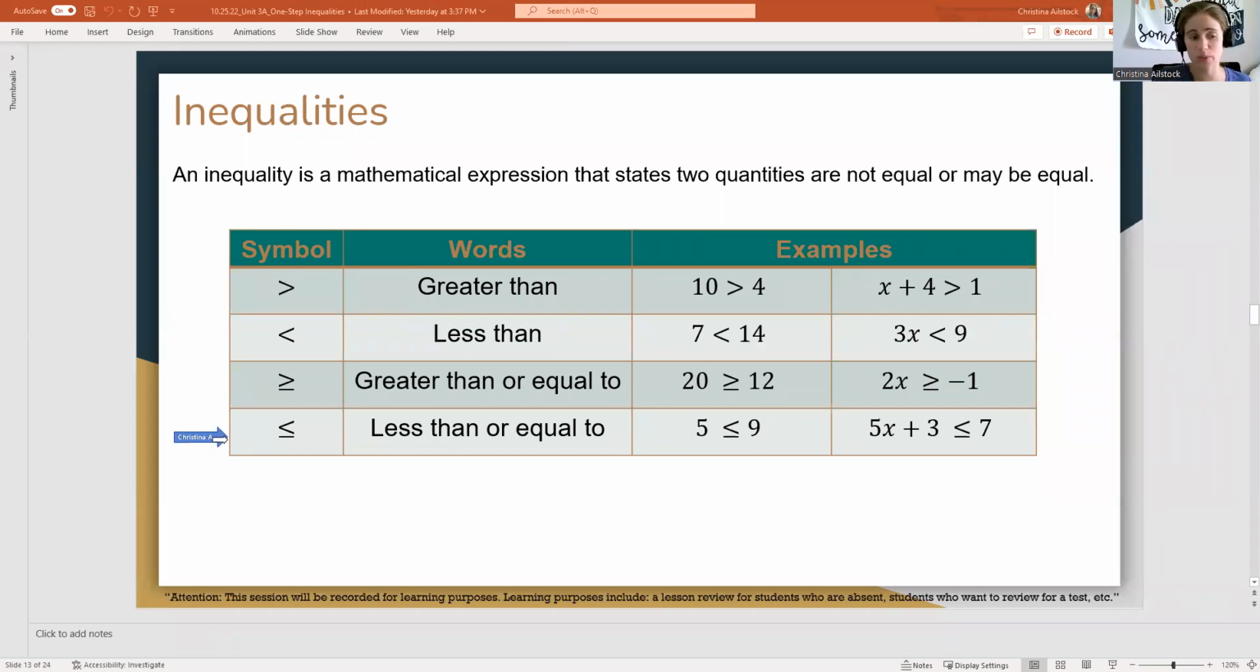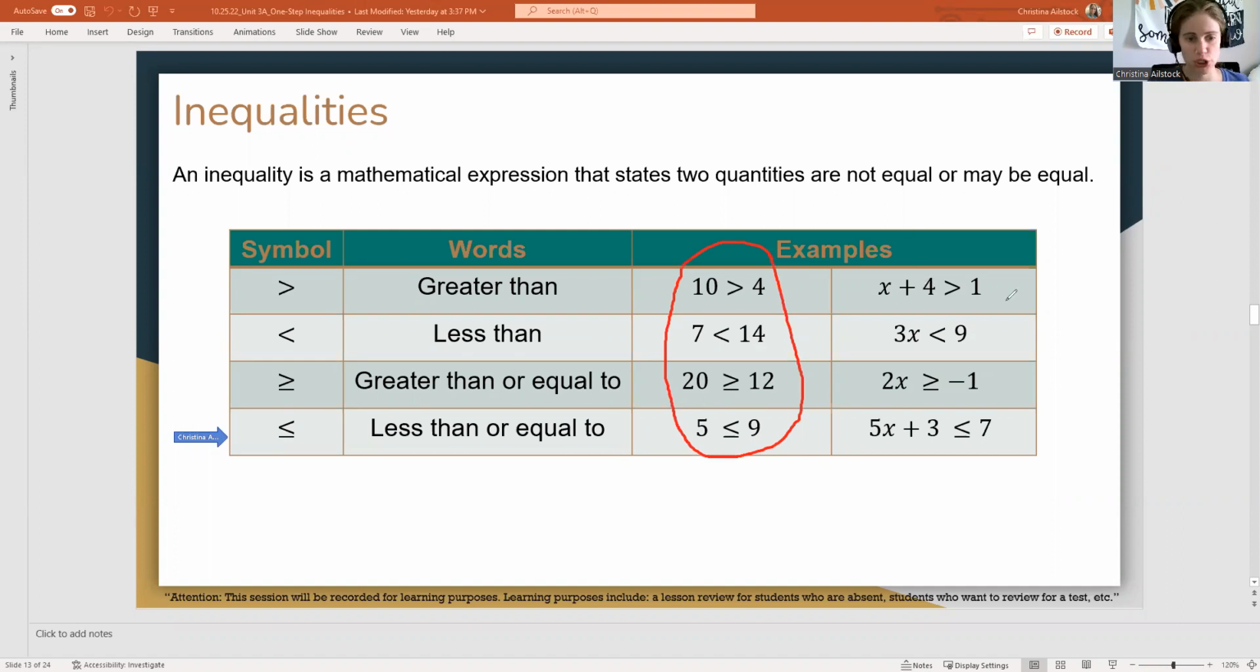I know back when I was in elementary school, we would talk about them like an alligator or a crocodile, and it's always eating the bigger side to help you know which way your inequality needed to face. So up until this point, the only inequalities that you've probably been exposed to are these examples right here that I circled in red, where you use an inequality symbol to compare numbers. So 10 is greater than 4, or 7 is less than 14. So you're comparing two numbers.